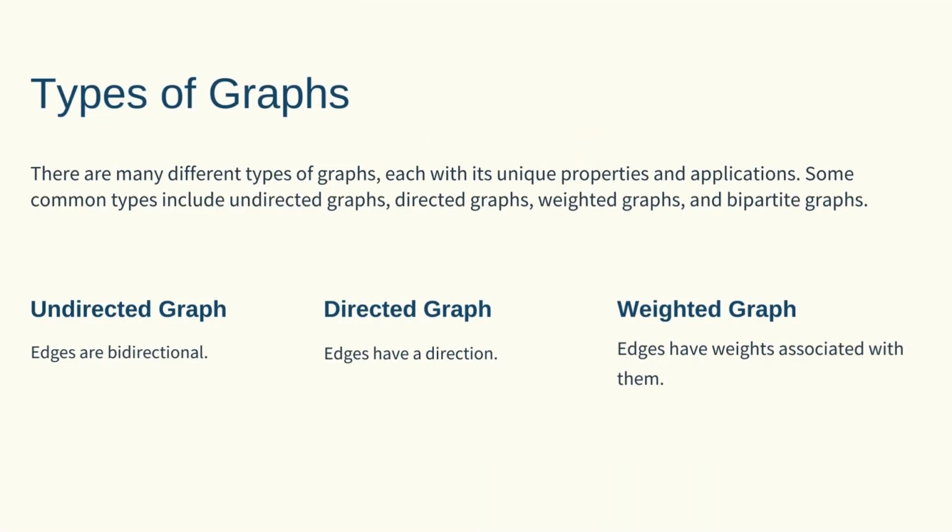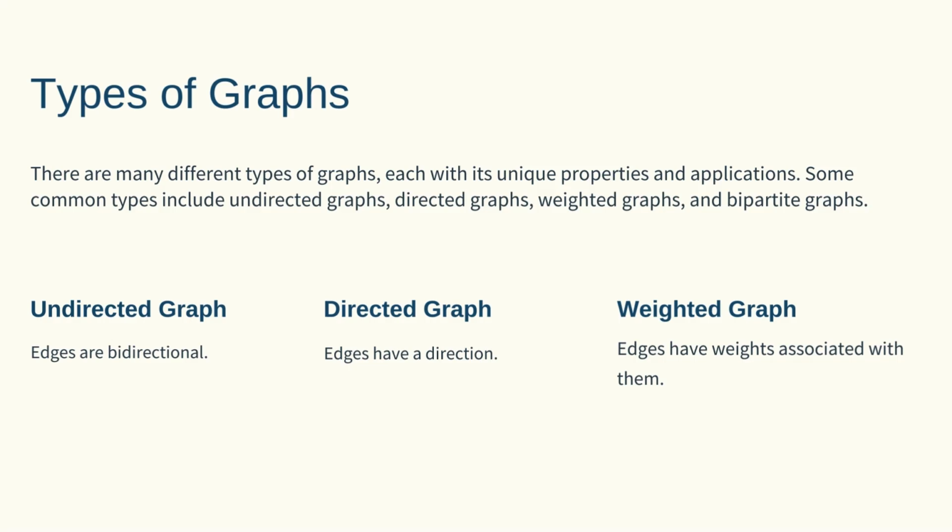Types of graphs. Graphs can be classified into various types based on their properties and structures. Here are some common types of graphs. Undirected graph. The connection has no direction, indicating a bidirectional relationship. For example, in a social network like Facebook, users can be represented as vertices and friendships as edges.